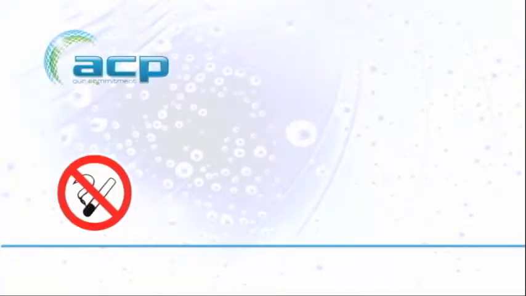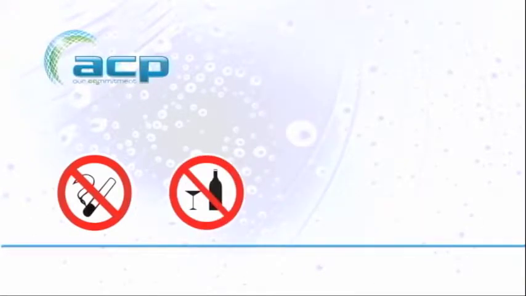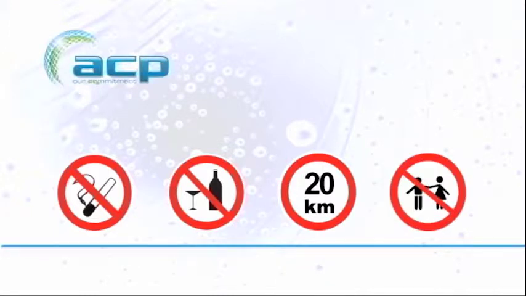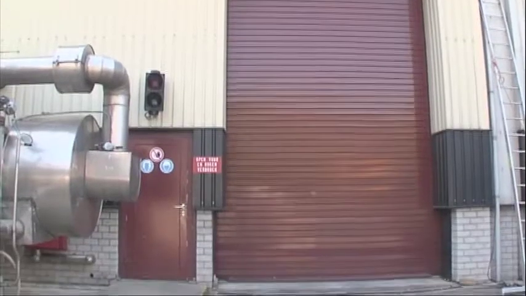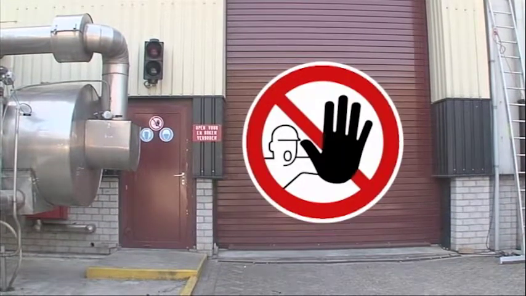On the company premises, there is a general ban on smoking. Also, in vehicles and buildings, smoking is forbidden. Both the possession and the use of alcohol and drugs are forbidden. Access will be denied to persons who are under their influence. The maximum allowed speed on the factory roads is 20 km per hour. Children are not allowed, also not as passengers in vehicles. Do not enter the compressor halls. Only qualified people have access to these halls.